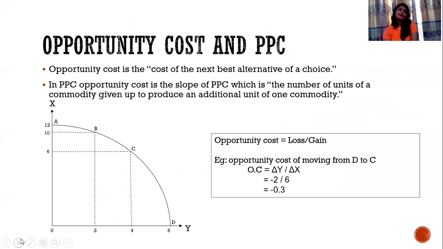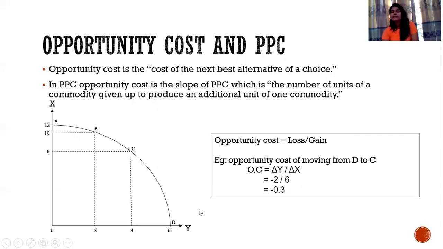So production possibilities curve is the best example to explain this concept of opportunity cost. As we all know, opportunity cost is the cost of the next best alternative of a choice. In production possibilities curve, opportunity cost is the number of units of a commodity that has been sacrificed to produce an additional unit of another commodity.